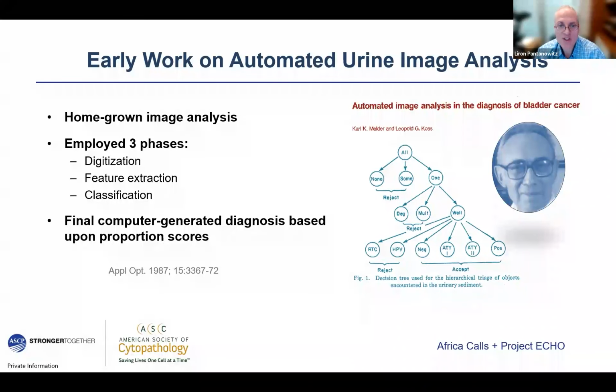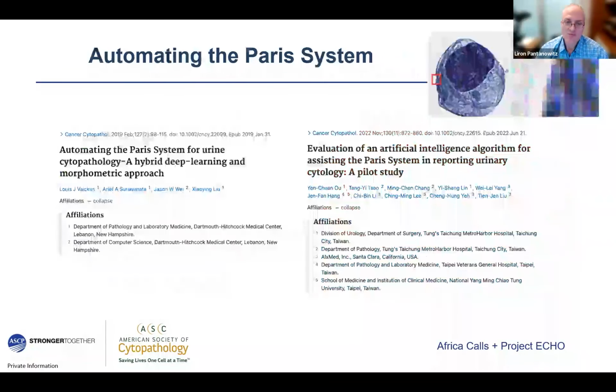He built his own image analysis system, and he employed 3 phases back then. He digitized the urine sediments, and he extracted certain features from morphometry, and then he classified the urine cells. And basically, he was able to make a diagnosis, even back in the 1980s, which is the birth of computer-assisted screening in cytology. Since then, there have been papers where people have applied modern technology, like deep learning.